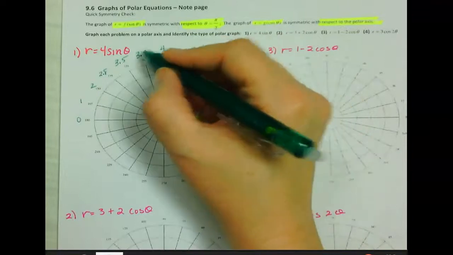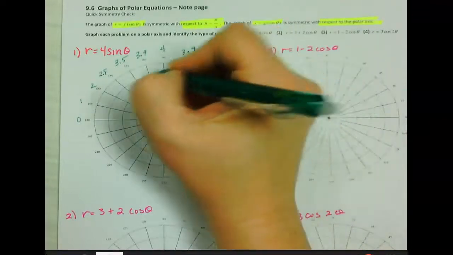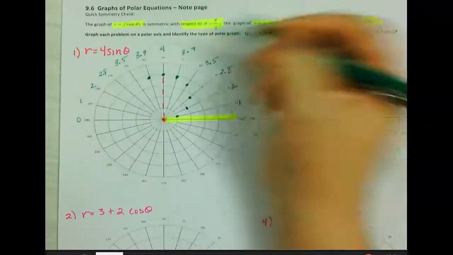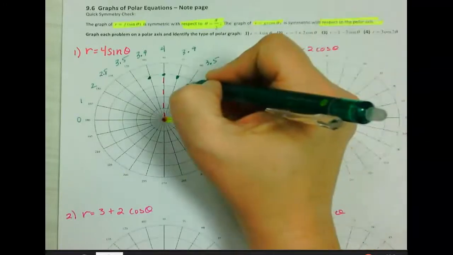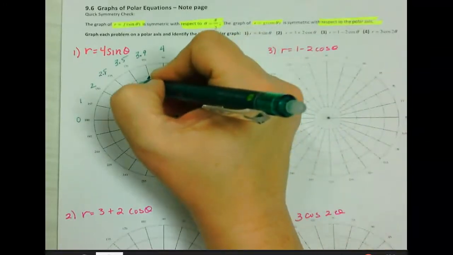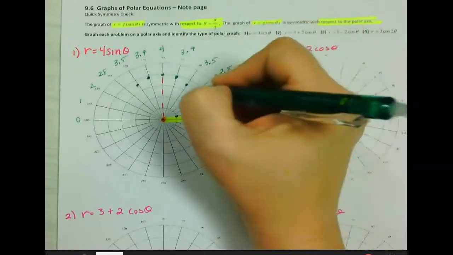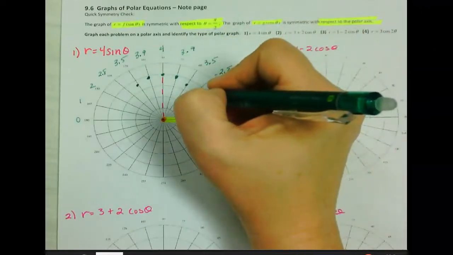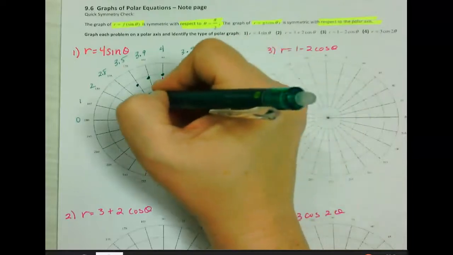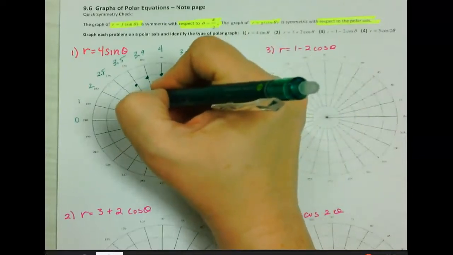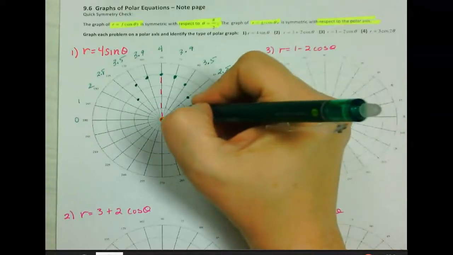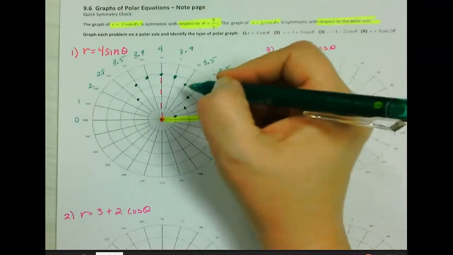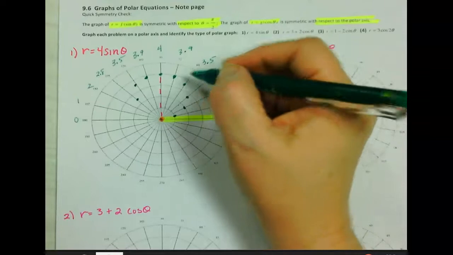So the next one, 3.9, is going to mirror this point right over here, across the axis of symmetry. And then this point is going to get mirrored like roughly here, and then this point is going to get mirrored here. And this line right here is going to get mirrored over as well.